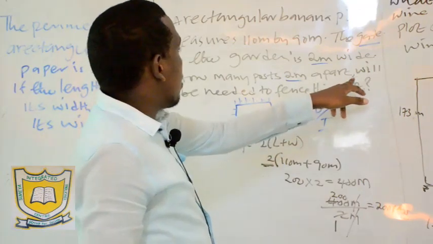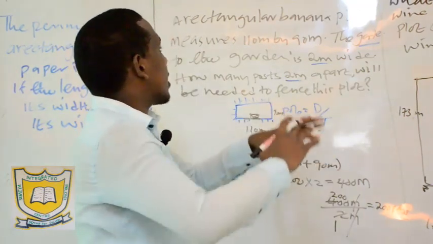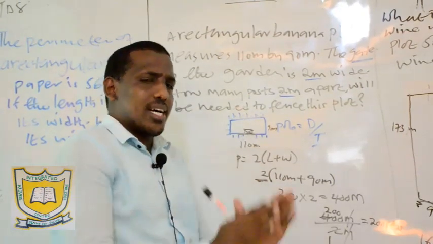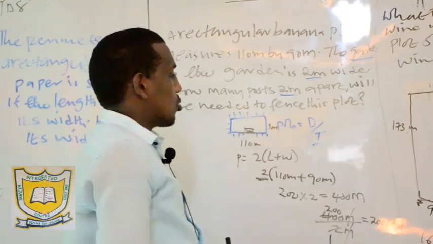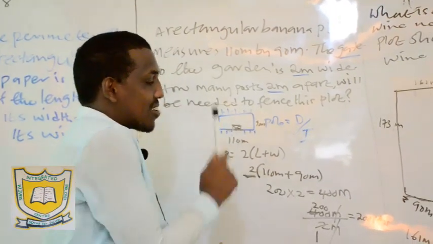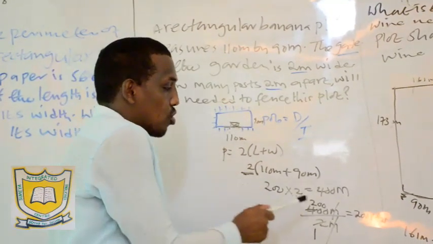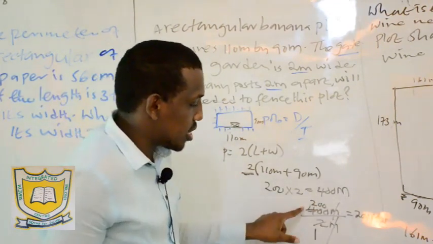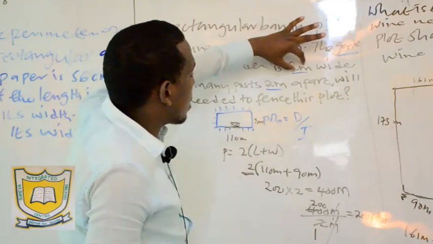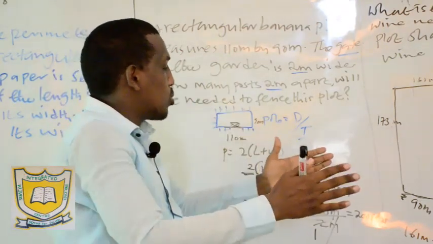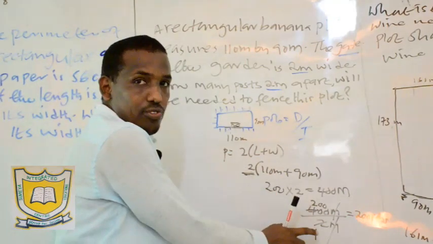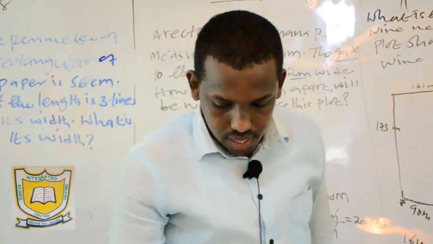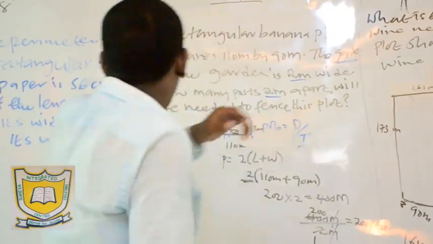They said a meter apart will be needed to fence. So they're asking now for the poles needed to fence this one. I said earlier, when it has a gate, it's an open. So when it's an open, if the distance of the gate was 4, we would say 400 minus the distance of the gate, 4. Then after that, we say distance over interval. But now the gate is 2 meters, and the distance in between is 2 meters. You say distance over interval, you get 200 poles. Then there's also another question here.